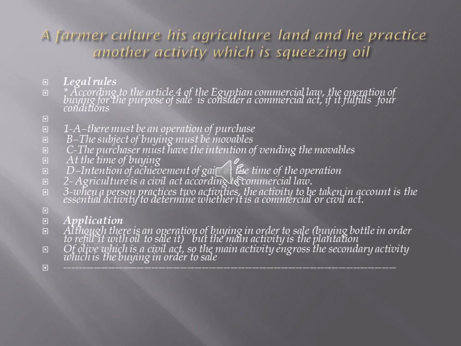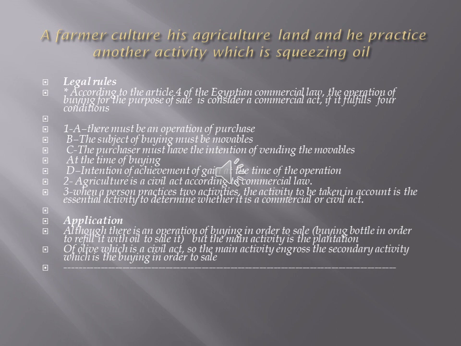In this case, there is a person who practiced two economic activities related to each other. So the problem, or the dilemma, is to determine what is the legal system that will govern both of the economic activities, whether it is the commercial law or the civil law. So simply we must determine the essential economic activity practiced by this person. In the facts, we will mention that a person practiced two economic activities related to each other.